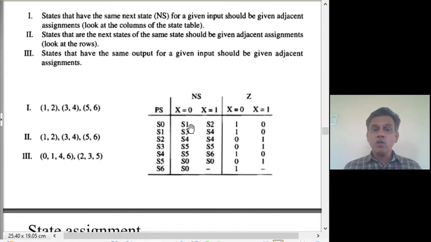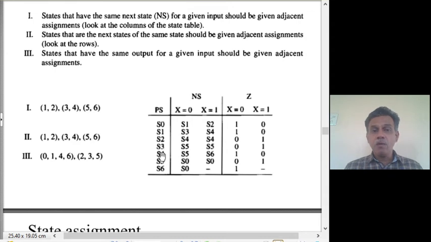Clear? So that is why these two should have a bit pattern which is very similar. Similarly, if you look at these two cases, from S3 we go to S5, or from S4 also we go to S5. If S3 and S4 have a very similar bit pattern, then whenever we come to S5, minimal number of changes are only needed, because for both these cases we come to the same state here.